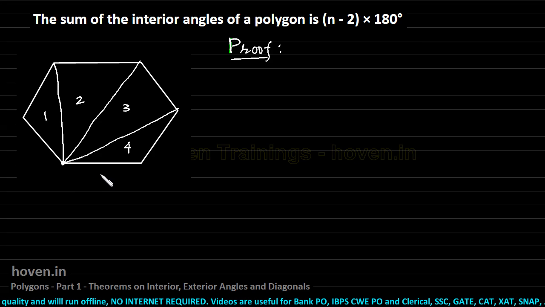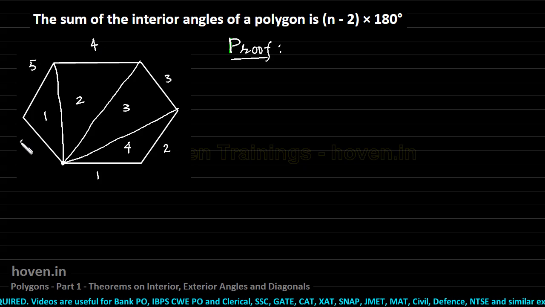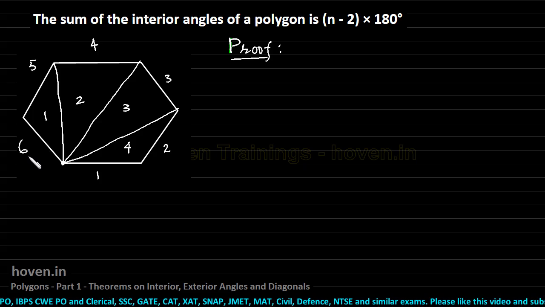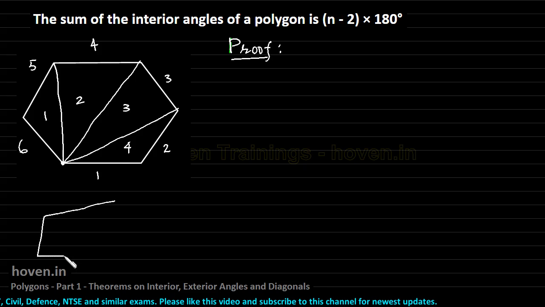How many edges were there? 1 edge, 2, 3, 4, 5, and 6. 6 is the number of edges of the polygon, and the triangles we have got is how many? 2 less than 6, that is 4. We can try it with any figure. For example, let us try it with a quadrilateral.